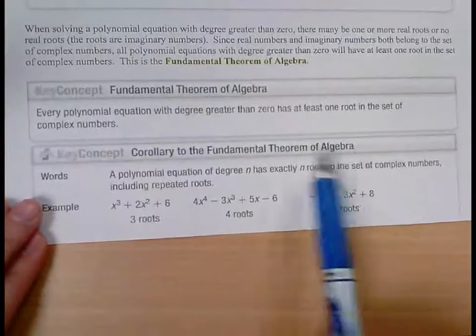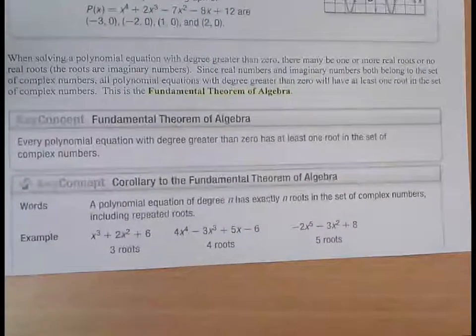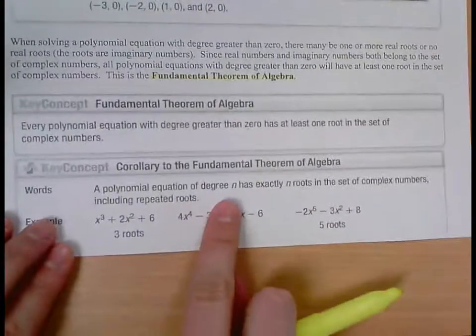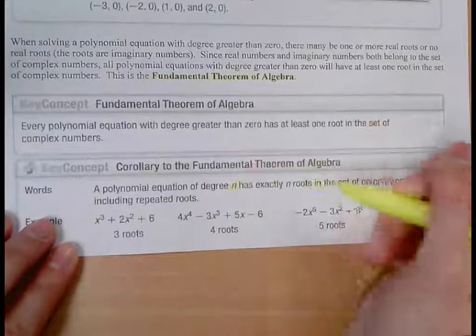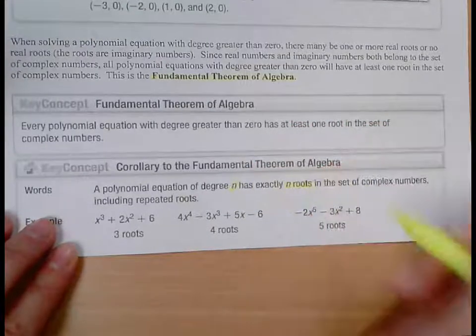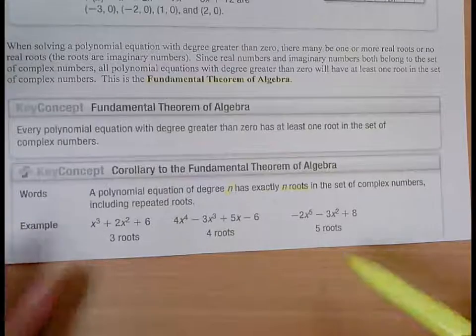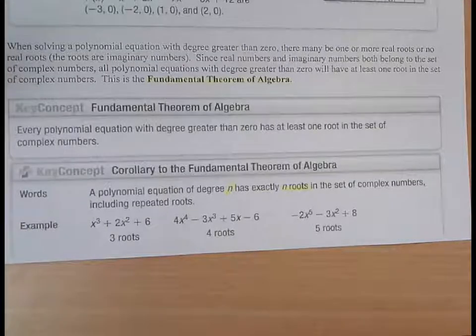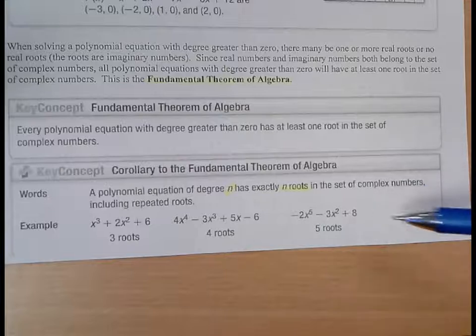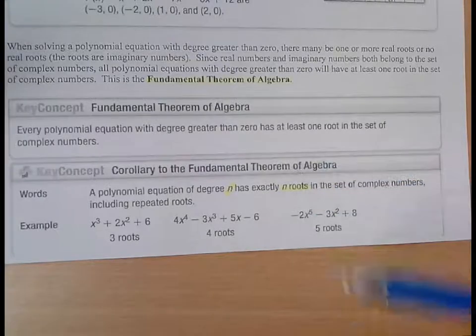Now, to me, the more important piece is what's called the corollary to that fundamental theorem. This is really what I want you to know, that a polynomial equation of degree n has exactly n roots in the set of complex numbers, including repeated roots. This is the idea I've already talked about with you 2 lessons ago when we were solving equations. I said find the degree of the polynomial because that's how many solutions you should have. That's what this says, and it's all based off of that fundamental theorem.